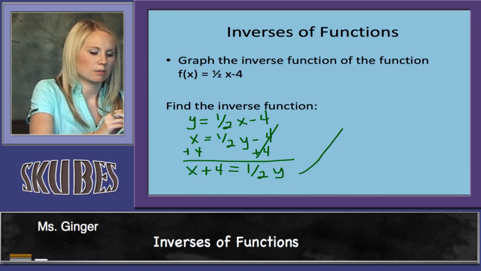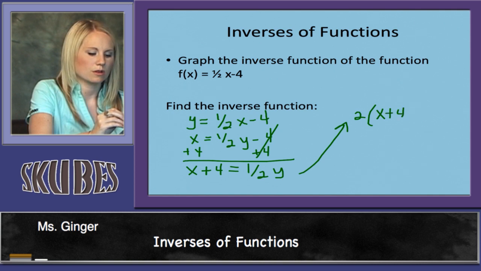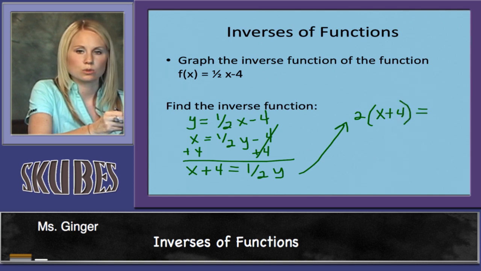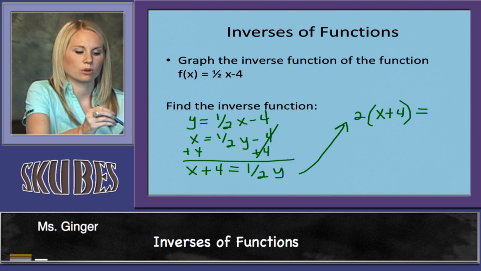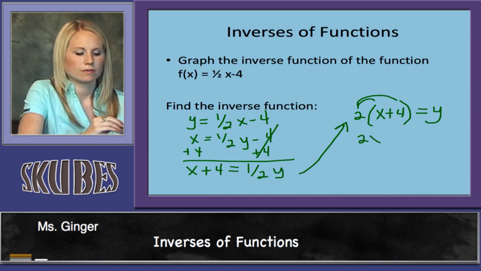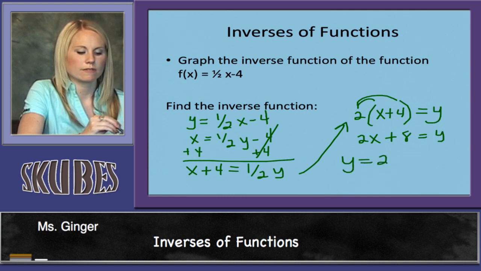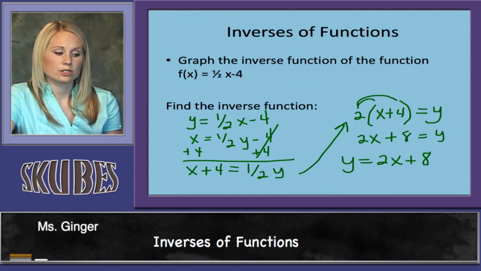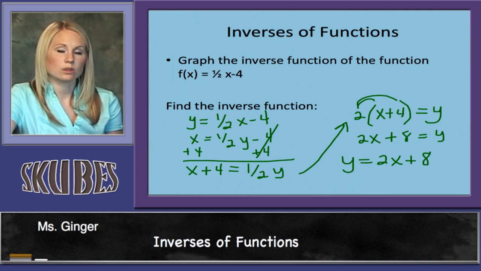When we do that, we will have 2 times x plus 4 equals 2 times 1/2 y. Those will go away. So we need to do a little bit of distributing, and we will have our inverse expression here. So 2x plus 8 equals y. Go ahead and put that y on the left-hand side. And we have found the inverse for this original function. So let's go graph and see what this looks like.